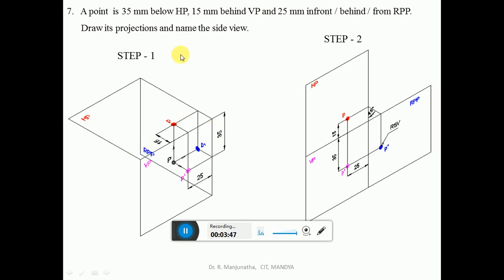So now we will analyze the problem of projection of a point in the third quadrant when it is in space. The first condition is 35 mm below HP. Below HP, when you look from the front view, we can see the distance below HP, that is this one from here to here. When it is viewed from the front view, this has been projected onto the vertical plane, which is P dash. So this distance of 35 mm below HP will be seen here on the vertical plane, which is 35 mm.